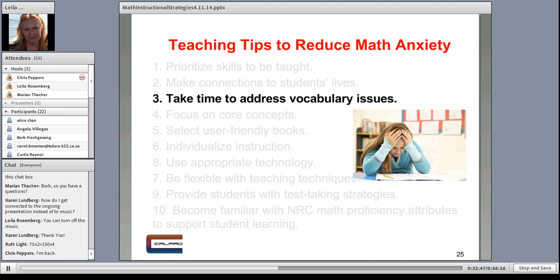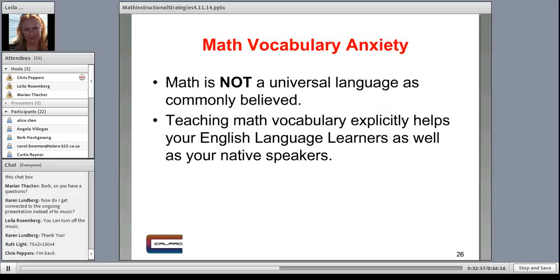Today, I would like to highlight teaching tip number 3, which is to take time to address vocabulary issues. Many people believe that math is a universal language since 1 plus 2 is 3 in every country. However, math actually places a great deal of language demands on our students. We will better serve all of our students, and our English language learners in particular, if we take the time to teach the language of math.